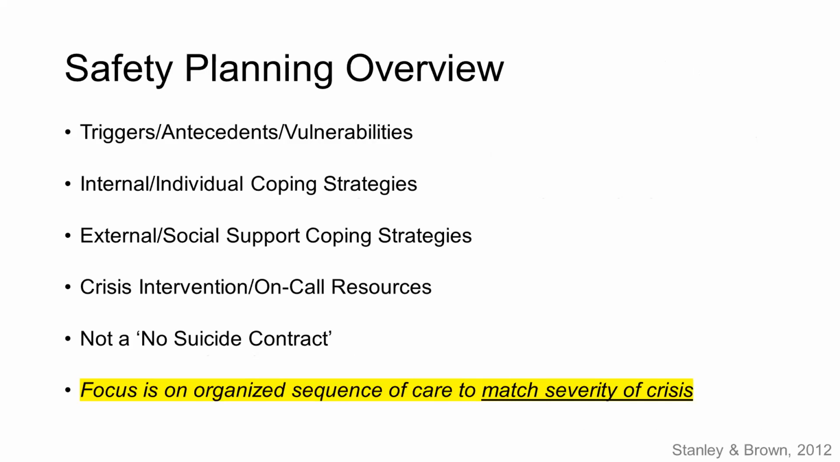All right, so the broad overview of safety planning is really a few different key pieces. You want to help orient people to the things that let them know they're at risk of suicidal behavior, so those triggers and vulnerabilities. And then what you're doing is laying out the stuff people can do to reduce their risk.